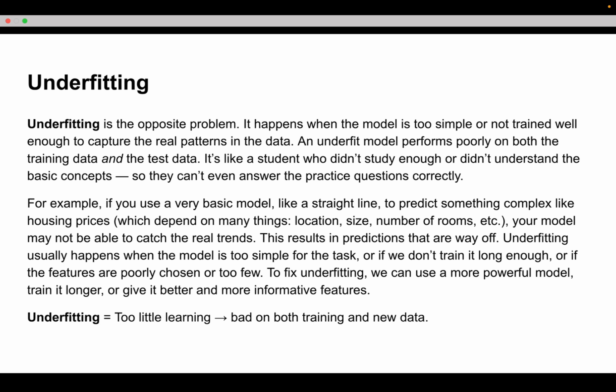For example, if you use a very basic model, like a straight line, to predict something complex like housing prices, which may depend on many things like location, size, or number of rooms, your model may not be able to catch up with the real trends. This results in predictions that are way off. So underfitting usually happens when the model is too simple for the task, or if we don't train it long enough, or if the features are poorly chosen or too few. To fix underfitting, we can use a more powerful model, train it longer, or give it better and more informative features. In simple words, underfitting is too little learning, which gives bad results on both training and new data.